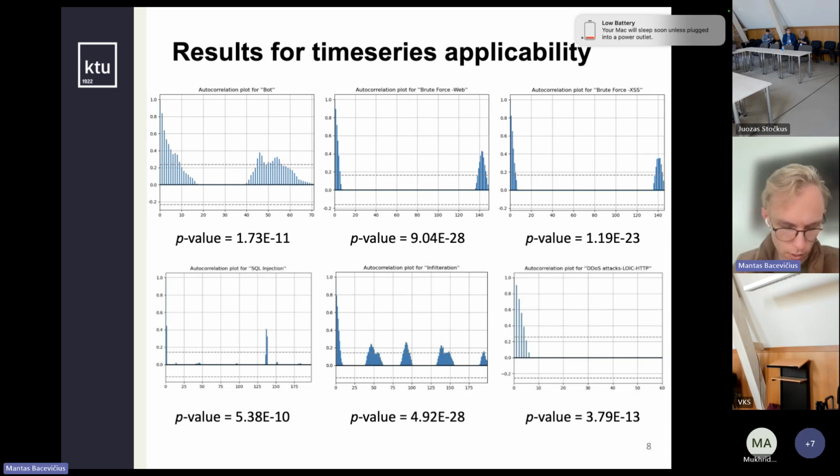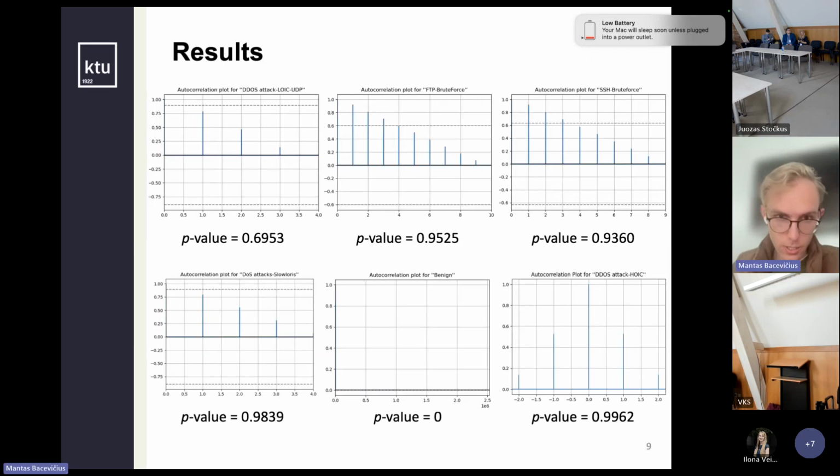With brute force web, bot, brute force XSS, SQL injection, infiltration, and DDoS attack LOIC HTTP. The absence of autocorrelation in other classes, including the benign class, suggests that the data points within these classes are independent of past observations. P-values of more than 0.9 have been observed for such classes as FTP brute force, SSH brute force, DDoS attack HOIC, and DoS attacks LOIC.